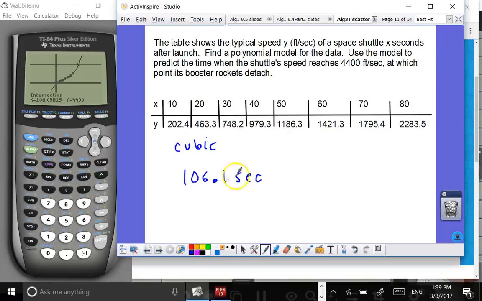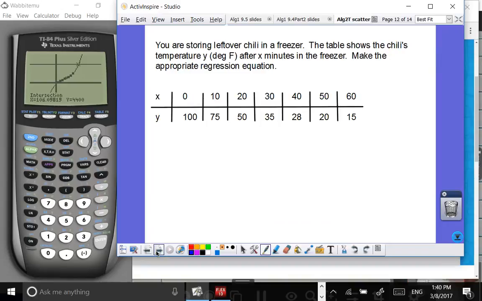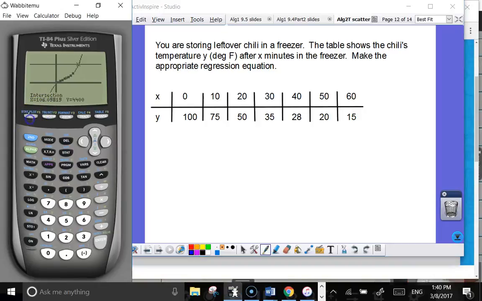Okay, I think I got one more. Okay, let's try this one. You are storing leftover chili in a freezer. The table shows the chili's temperature, y, after x minutes in the freezer. Make the appropriate regression equation. So first I'm going to go to y equals and get rid of those equations. Then I go stat, edit, 0 to 60. Clear those.